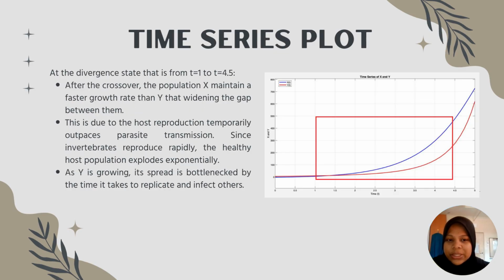Okay, next we move into the divergence stage from T1 to T4.5. The gap between our curves steadily widens as the blue line of X pulls ahead. This happens because the host reproduction temporarily outpaces parasite transmission. Since invertebrates reproduce rapidly and face little competition early on, the healthy host population explodes exponentially. While the affected population Y is also growing, its spread is bottlenecked by the physical time it takes for the microparasite to replicate inside the host and infect new individuals. As a result, the healthy host successfully outruns the disease during this phase.